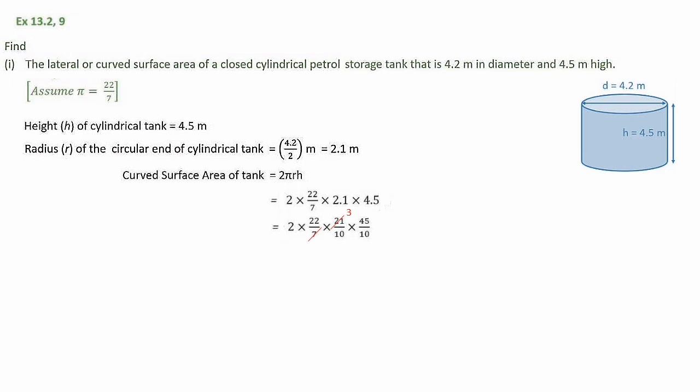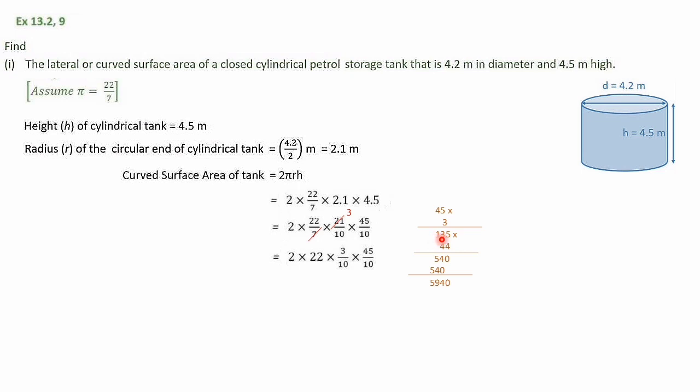Go for a little bit of cancellation. 7 and 21 we can cancel 3 times. And denominators are multiples of 10. Here also 10 and here also 10. Let it be there. No need to go for cancellation, and we can easily divide a numerator with 100. So 2 into 22 into 3 by 10 into 45 by 10. Then let's multiply the numerator, that is 45 into 3.